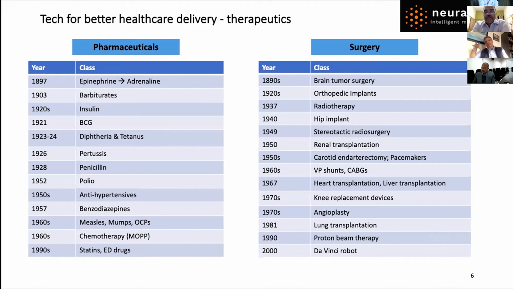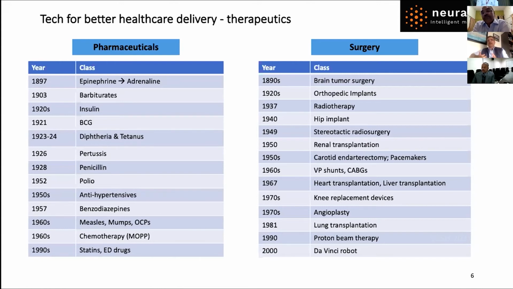Shifting gears to the procedural side of the story, again, this is familiar to a lot of people, but it's worth pointing out that a lot of innovation happened in the 40s and the 50s. Hip implants, renal transplantation, carotid endarterectomy. These are game-changing ideas and techniques which started in one place. For example, the first heart transplant was done in South Africa by Dr. Christiaan Barnard, but over the next few decades, they have become mainstream.